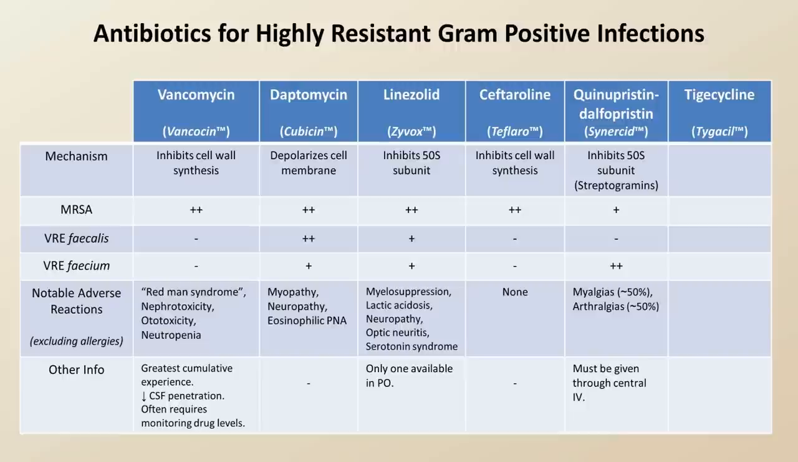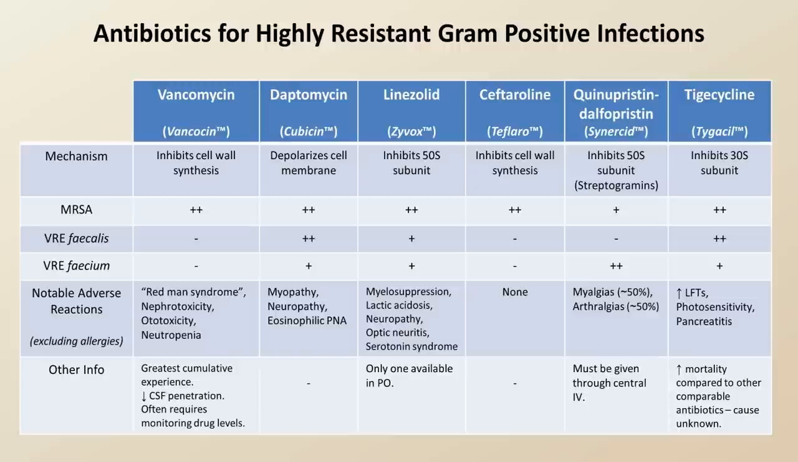Finally, tigecycline inhibits the 30S ribosomal subunit. It's active against all three bacteria. It can increase LFTs, causes photosensitivity, and may very rarely cause pancreatitis.